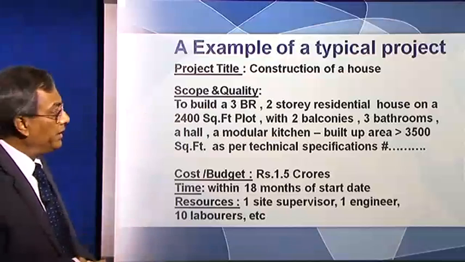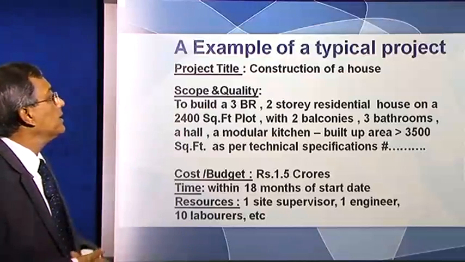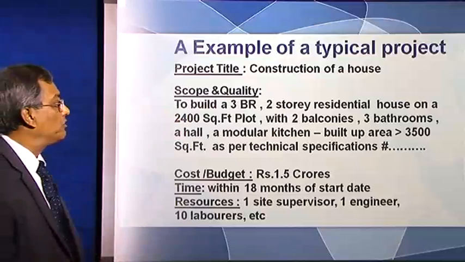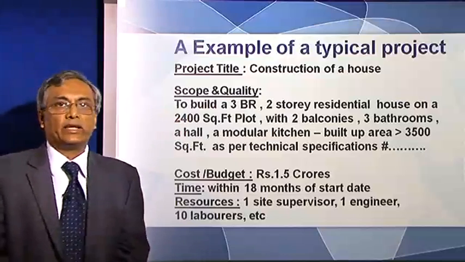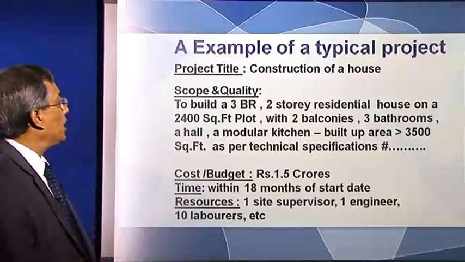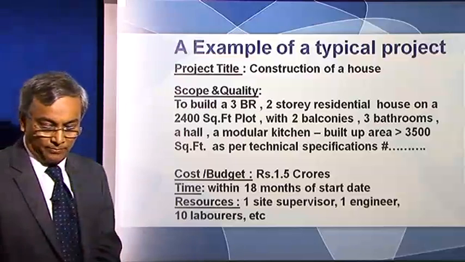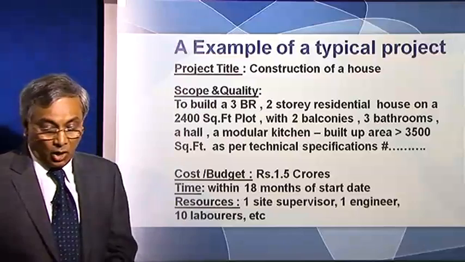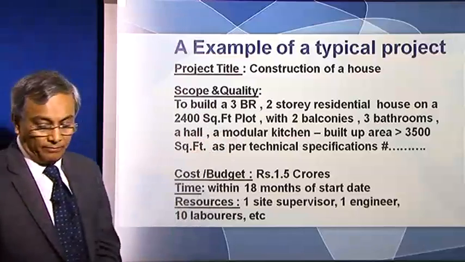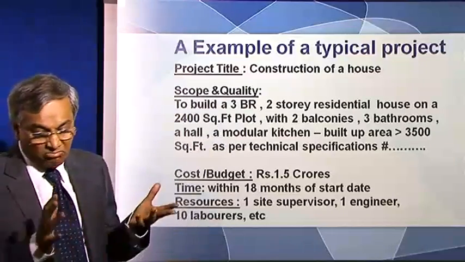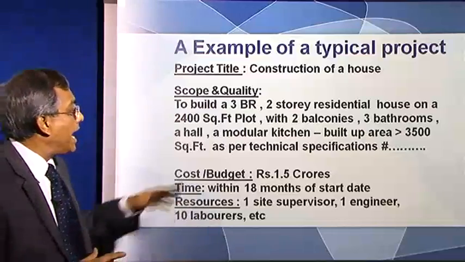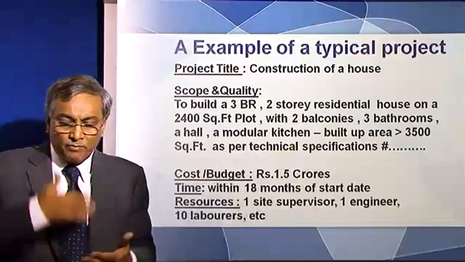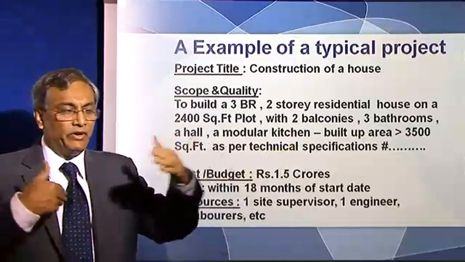What is the scope and quality? The scope is, as an example, to build a 3-bedroom, 2-story residential house on a 2,400 square foot plot with 2 balconies, 3 bathrooms, a hall, and a modular kitchen. The built-up area should be 3,000 square foot as per technical specifications given in a specification sheet.